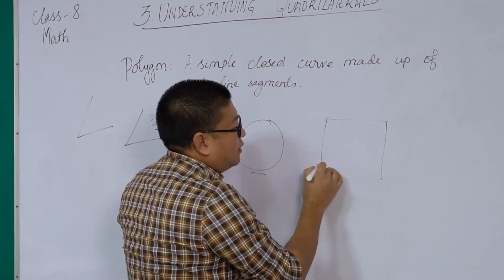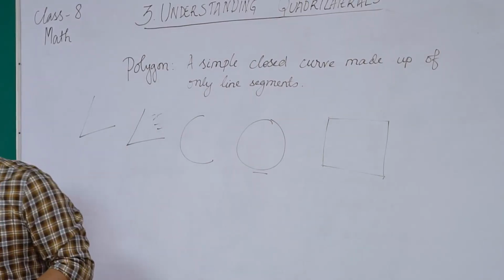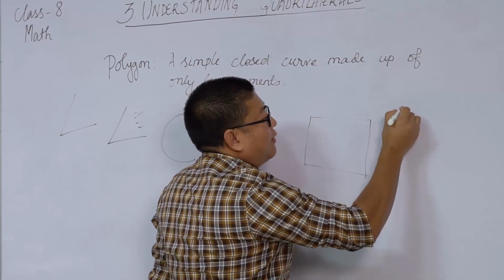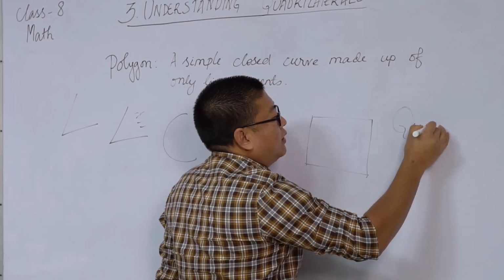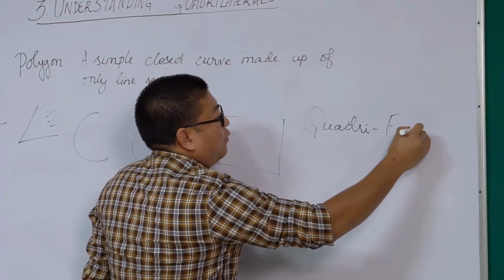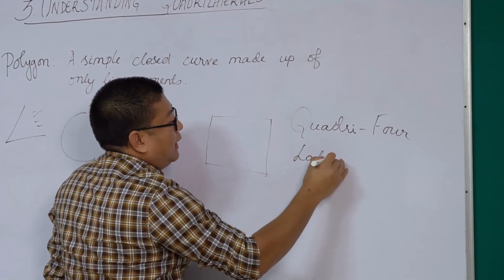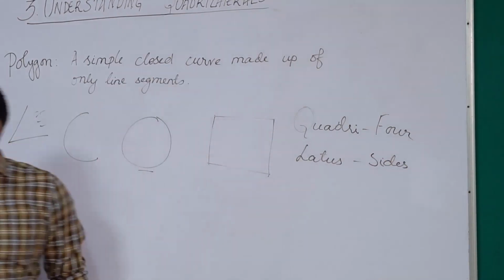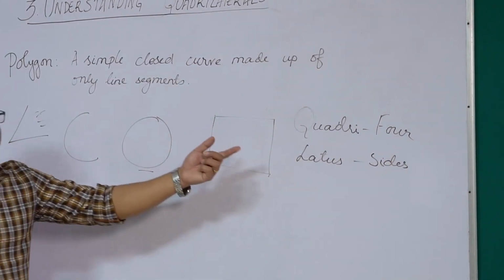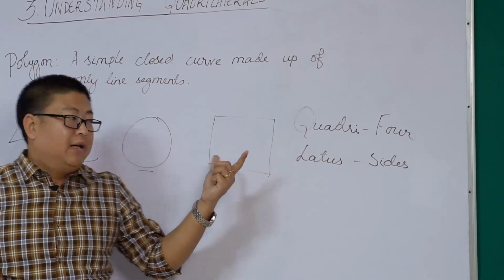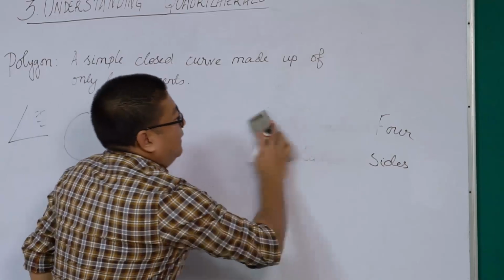Four sides, quadrilaterals. Now, when we look at the name quadrilateral, it is derived from a Latin word. Quadri means 4, and latus means sides. So, quadrilateral simply means 4 sides. I hope you have understood that.